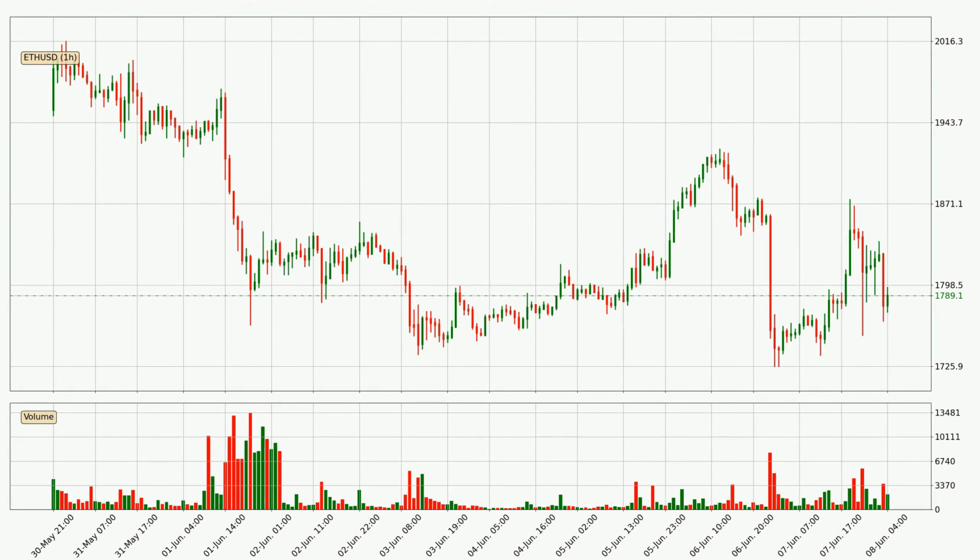By taking a look at the hourly time frame for Ethereum, the price moved up around 1.9% in the last 24 hours, with a current price of $17.89. But the volume wasn't very high, so the move wasn't very strong.